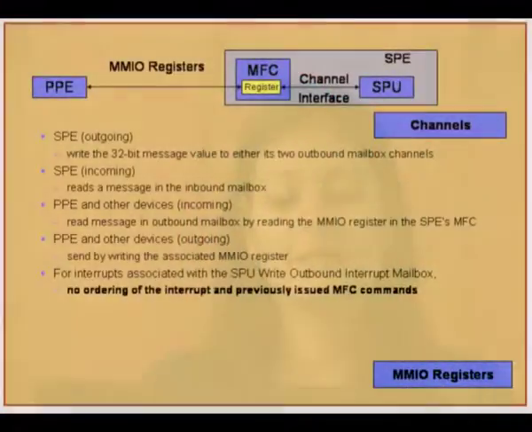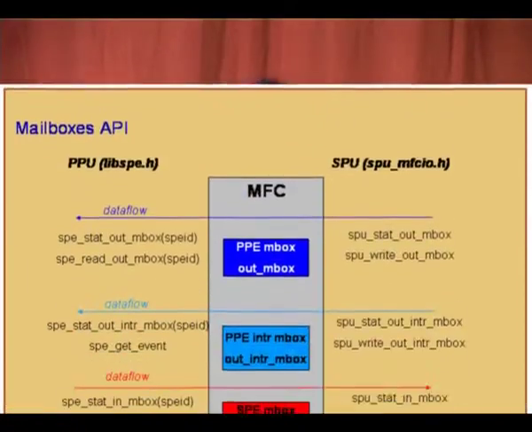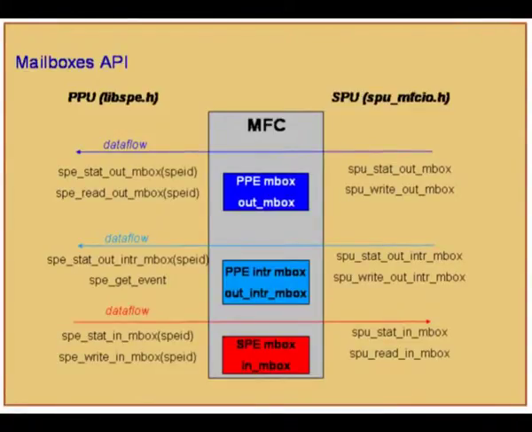This is the way the PPE, again, even for mailbox, has to interact with the MMIO registers. So this is the API, pretty straightforward, a really simple read write API. So this is the MFC PPE mailbox, right? One PPE mailbox is there, one PPE interrupt mailbox is there, and then the SPE mailbox is there. So anytime the SPE wants to read out from the mailbox what the PPE has written for it, it can do a read out mailbox.